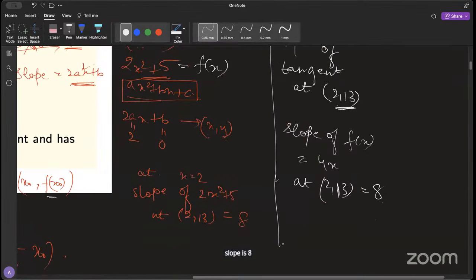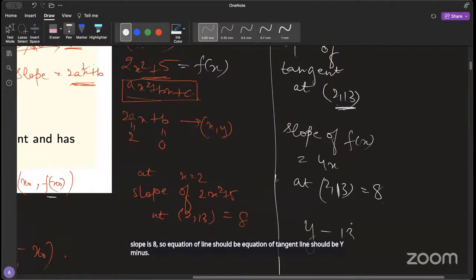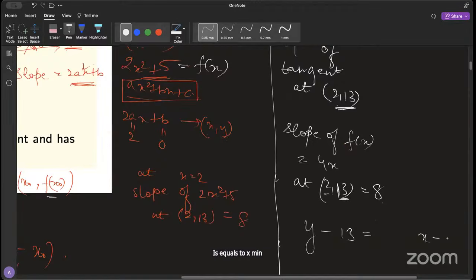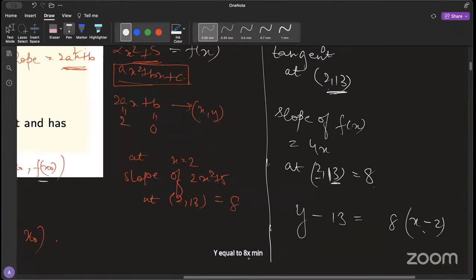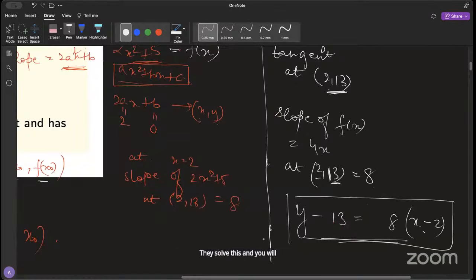Slope is 8. So the equation of the tangent line should be y minus 13 equals the slope, which is 8, times x minus 2. So y equals 8x plus 11. You can solve this, right? Just solve this and you will get the exact equation.